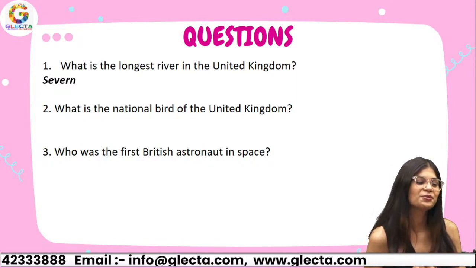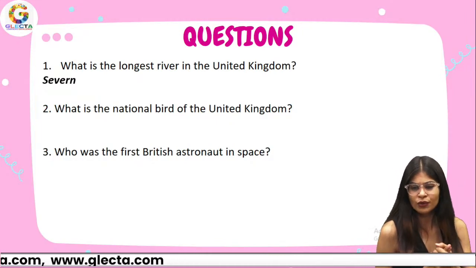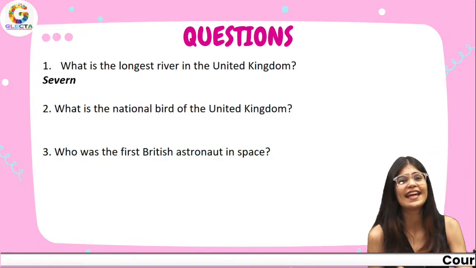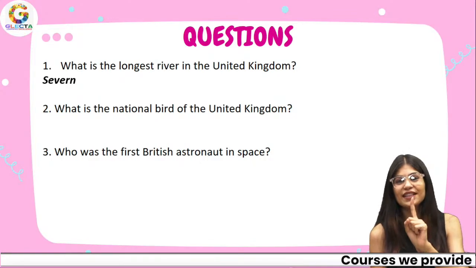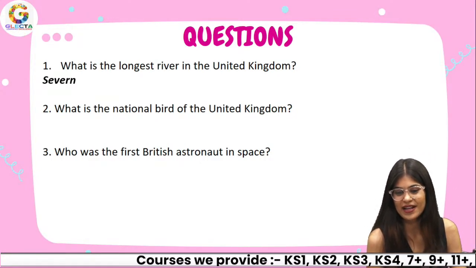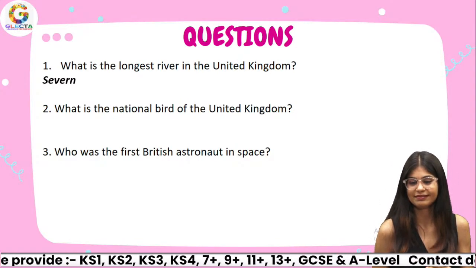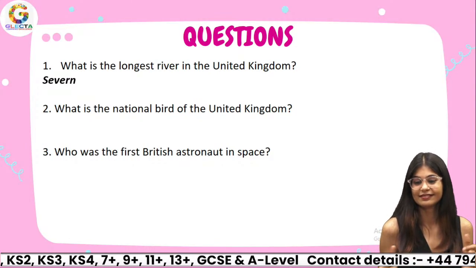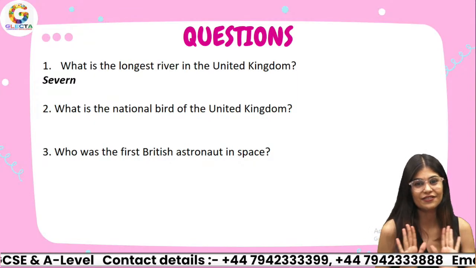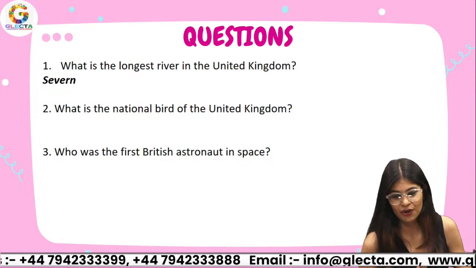Okay, moving on to what is the national bird of the United Kingdom? No, it's not an owl. I'll tell you that it has an ironic name. So if you know the meaning of ironic, I hope you would be able to answer that. It has to be an ironic name for the bird. Okay, we're done with Thames and Severn. It was Severn. I hope you guys get it.